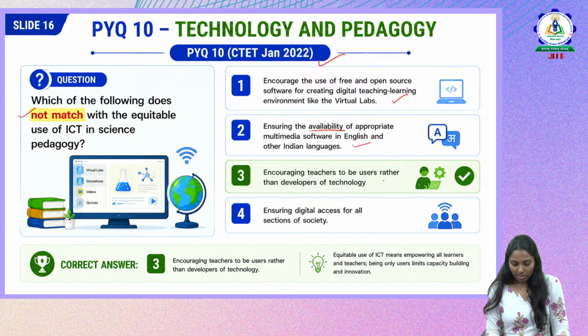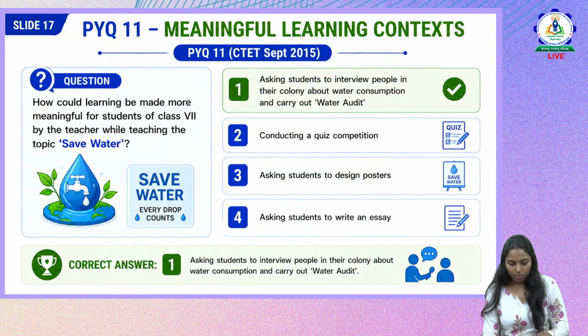Encouraging teachers to be users rather than developers of technology is restricting the equitable use of ICT. So this is wrong and this is also right. So based on the question, we have to pick up the wrong statement. So the wrong statement is 3. So the correct option is also 3. Okay, so let us proceed to the next question.